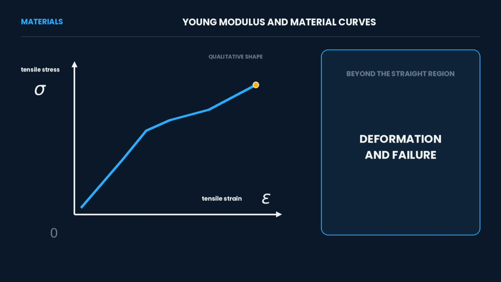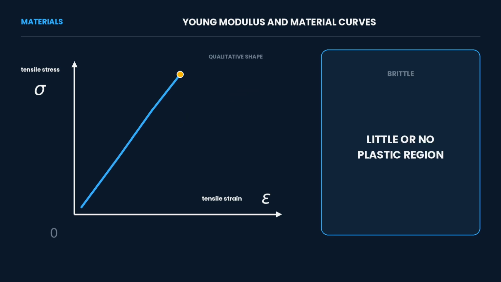Beyond the straight region, the curve shows how the material deforms and eventually fails. A ductile material yields and then undergoes a large plastic strain before fracture. A brittle material just fractures with little or no plastic region. The breaking stress is the greatest tensile stress that the specimen withstands before fracture. It's not the same as stiffness.